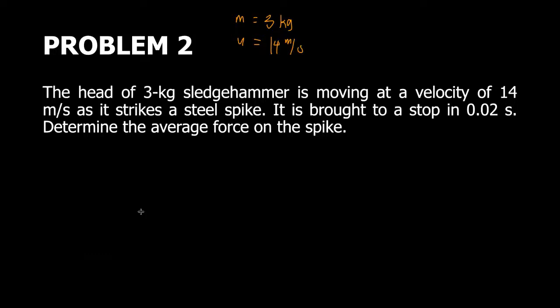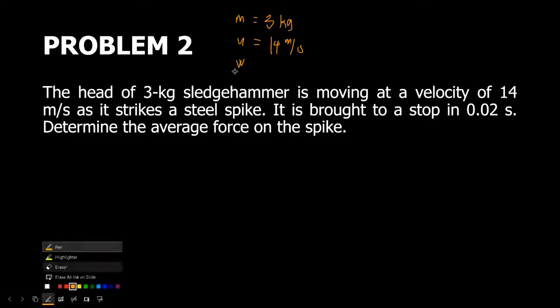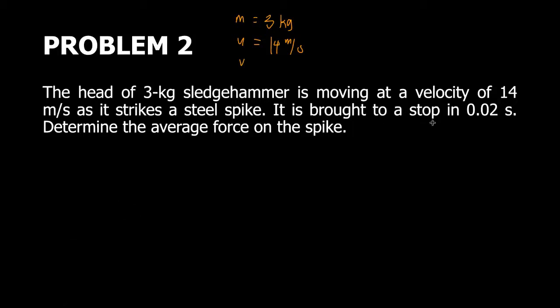Then, does it have a final velocity to deal with? Probably wala. Probably meron. What do you think? Well, our answer is meron. Sinabi dito, it is brought to a stop. Therefore, anong stop? 0 meters per second. In some time interval delta t, which is equal to 0.02 seconds. We are finding the force on the spike. Okay. So how do you find the force on the spike?